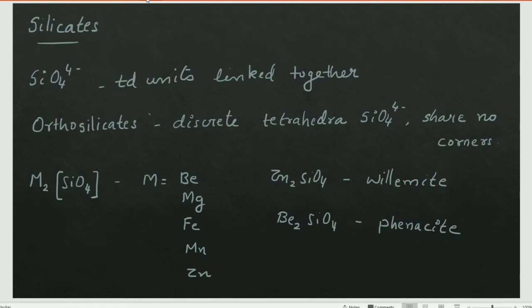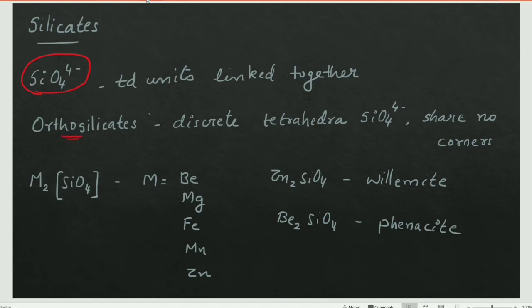Now the most important topic, silicates. SiO4 4- is the unit of silicate. These are tetrahedral units linked together. The types of silicates start with orthosilicates. They are discrete tetrahedra of SiO4 4-.